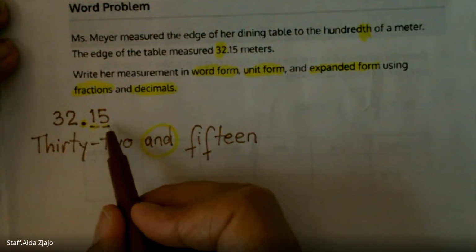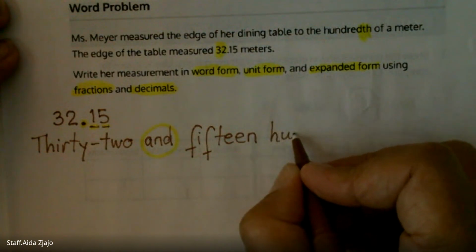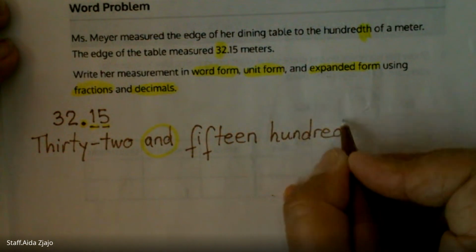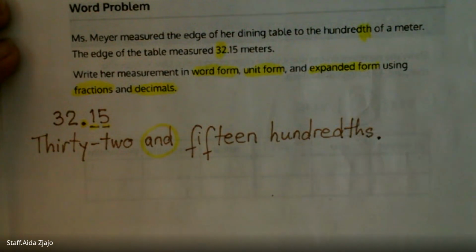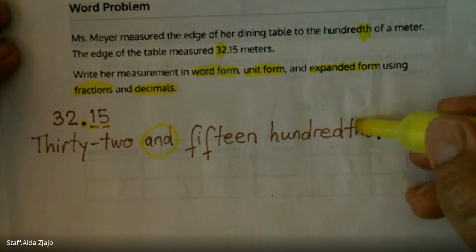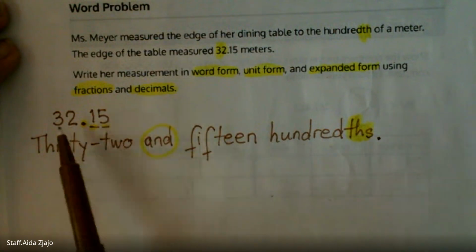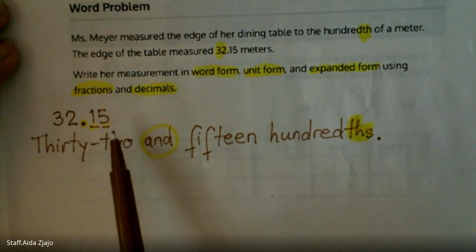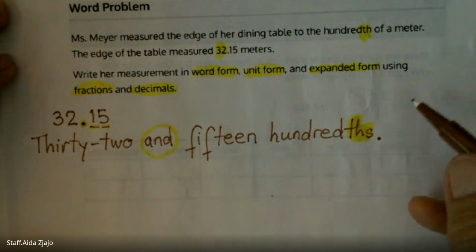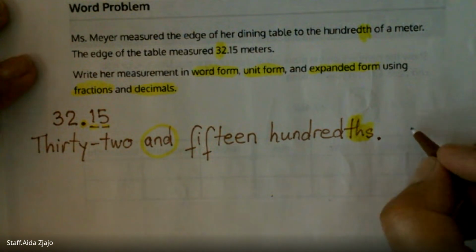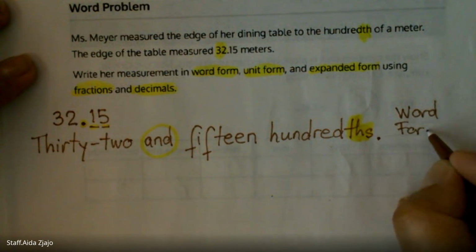When you have two digits after the decimal, you have hundredths, because it's a decimal, so it's a hundredth. Don't forget to put the THS. So now: 32 and 15 hundredths. And that is word form.